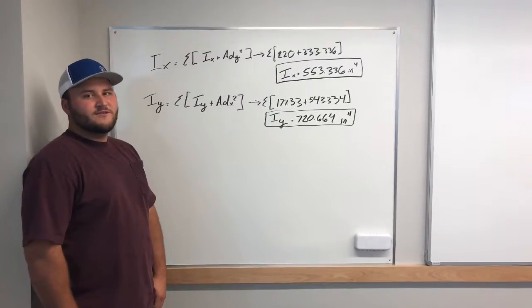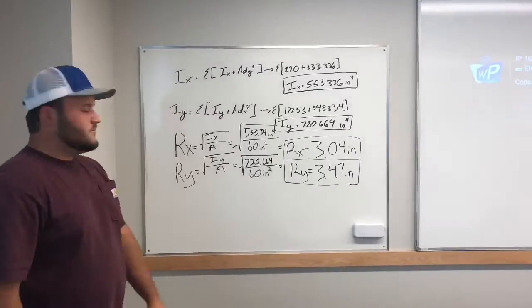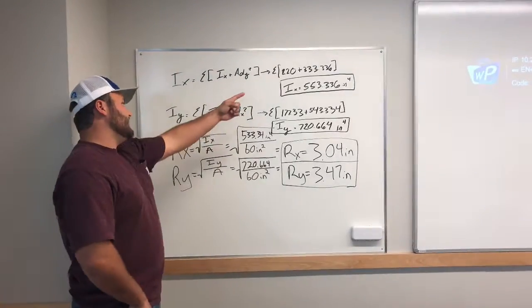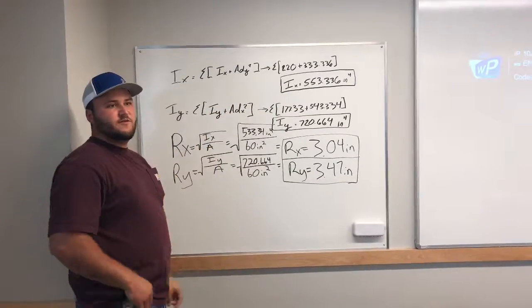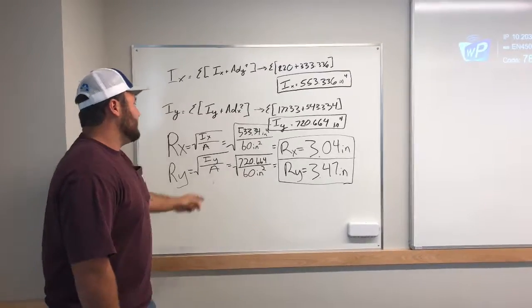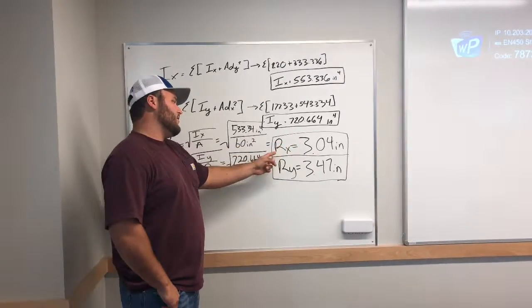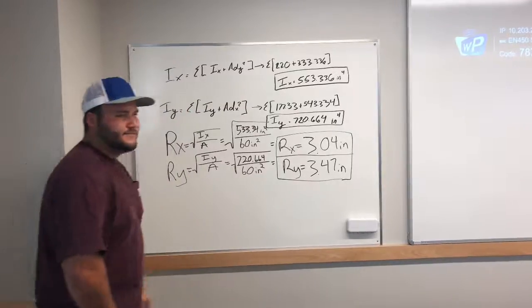Now we're going to solve for radius of gyration. So here you have your radius of gyration. What you're going to do is take your Ix, put it over your area that comes from the first board over there, and then take the square root of that. You're going to get 3.04 for your Rx and 3.47 for your Ry. Any questions?